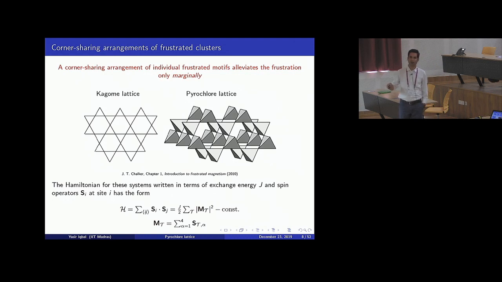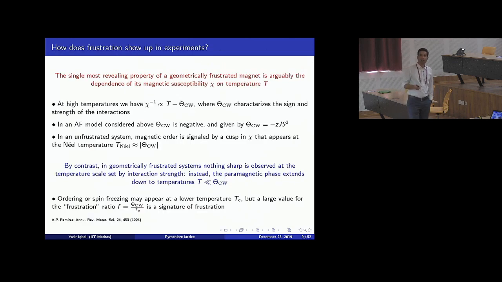If you open it up, you get the cross terms minus a constant. The ground state is simply any state which satisfies this constraint, that M of T is identically zero over all the individual motifs. And as you can see trivially from this, there's not one state, but an infinite number of states which can satisfy this constraint. So this is as far as the theoretical picture is concerned.